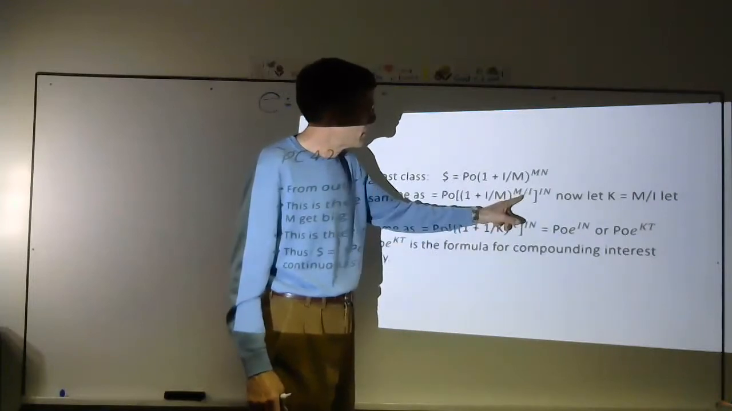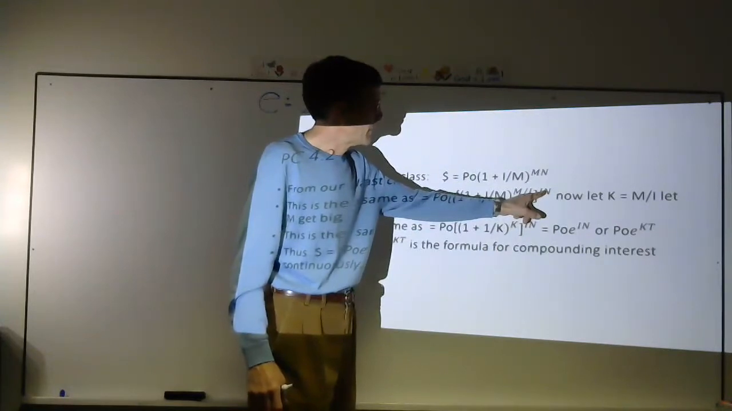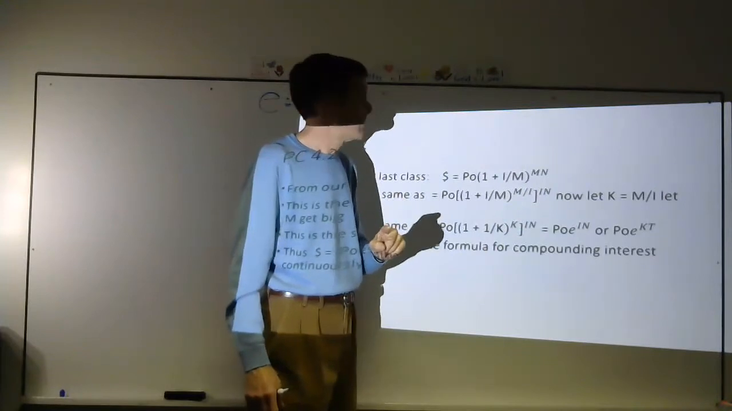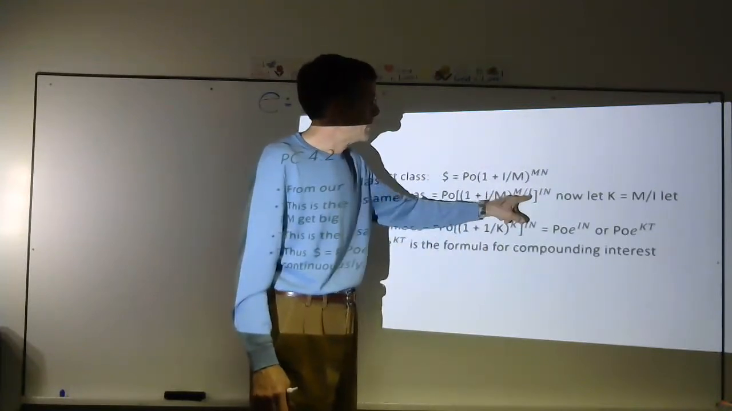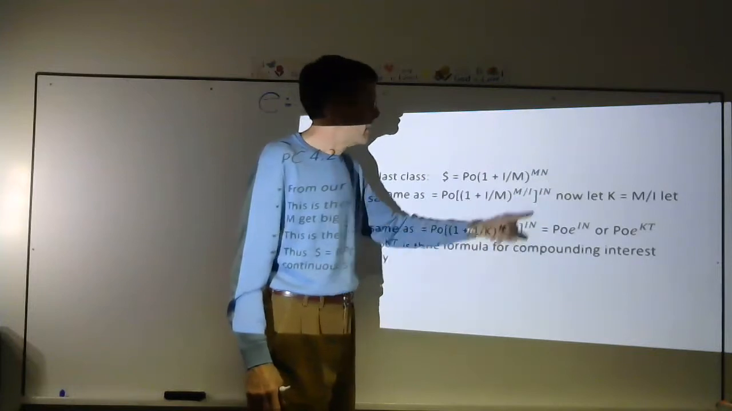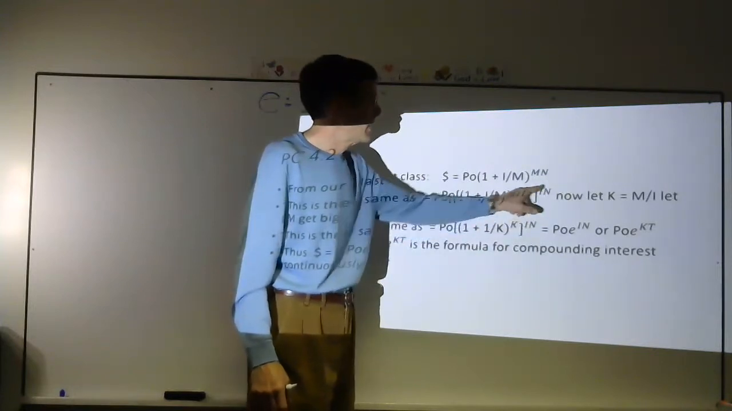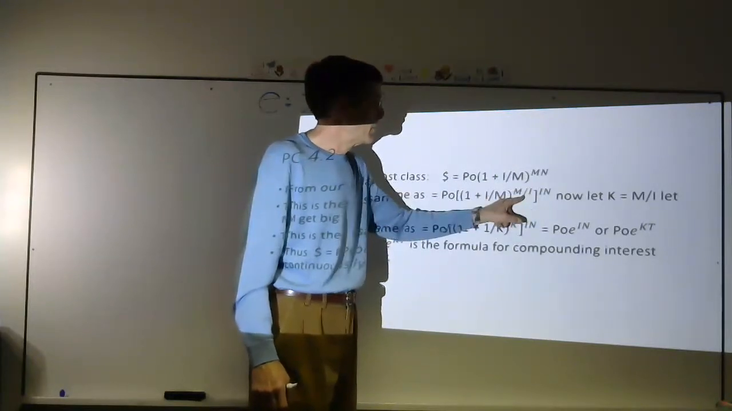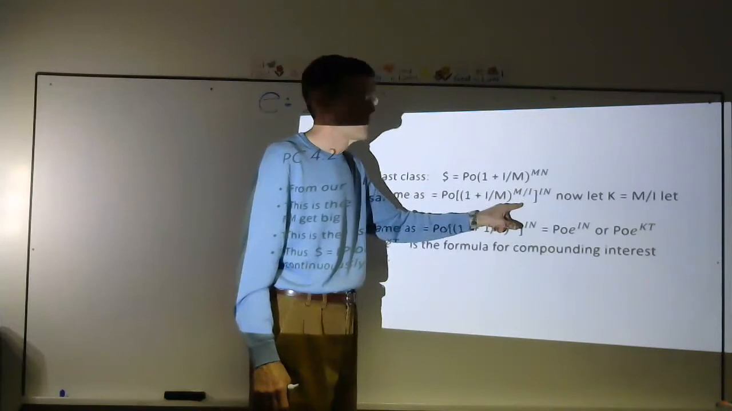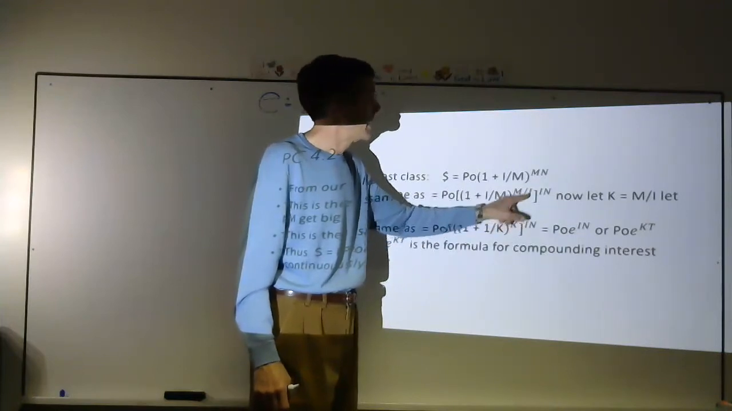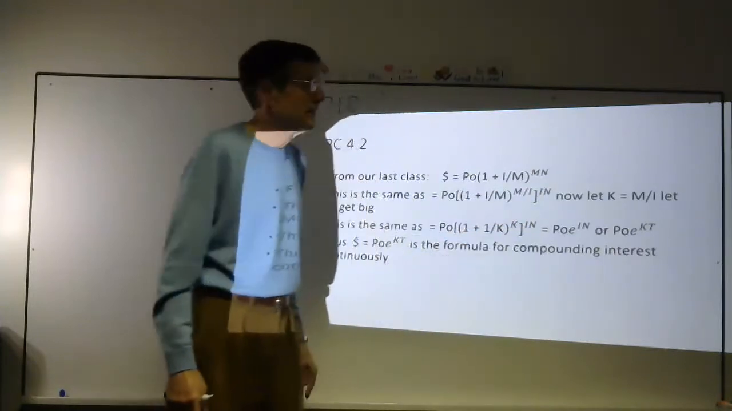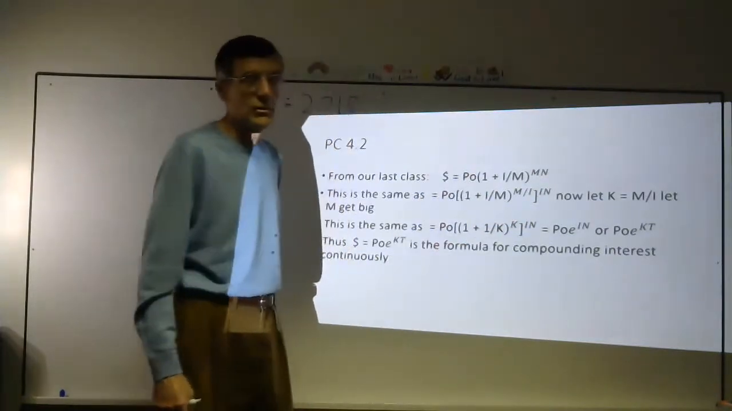Well, look up here. I have a power raised to a power, okay? When you have a power raised to a power, don't you multiply the powers? If you take m over i times in, the i's would cancel and you get mn. So this, let's do it again, a power raised to a power, you multiply m over i times in. The i's would cancel and you just get mn. So this is precisely the same as that.